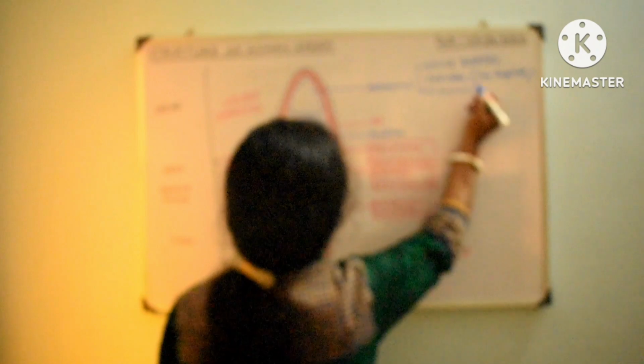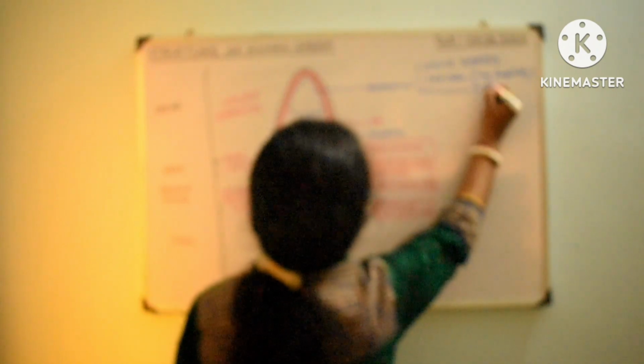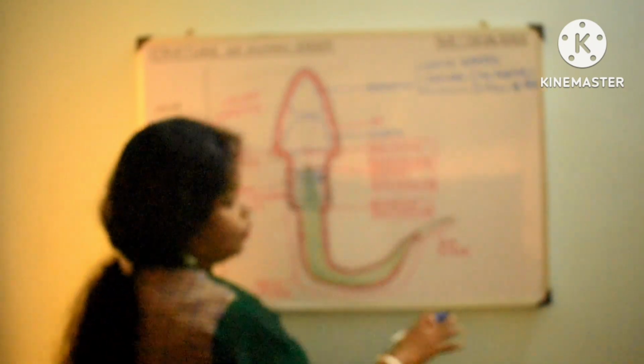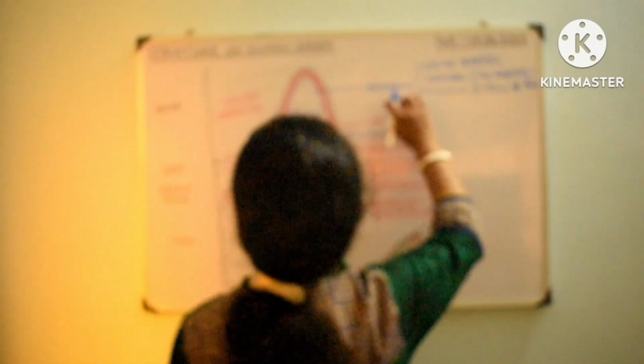Next is the anterior portion of the head. This is the anterior portion of the head. Head of which? Head of the human sperm. So mind these 3 points very carefully.